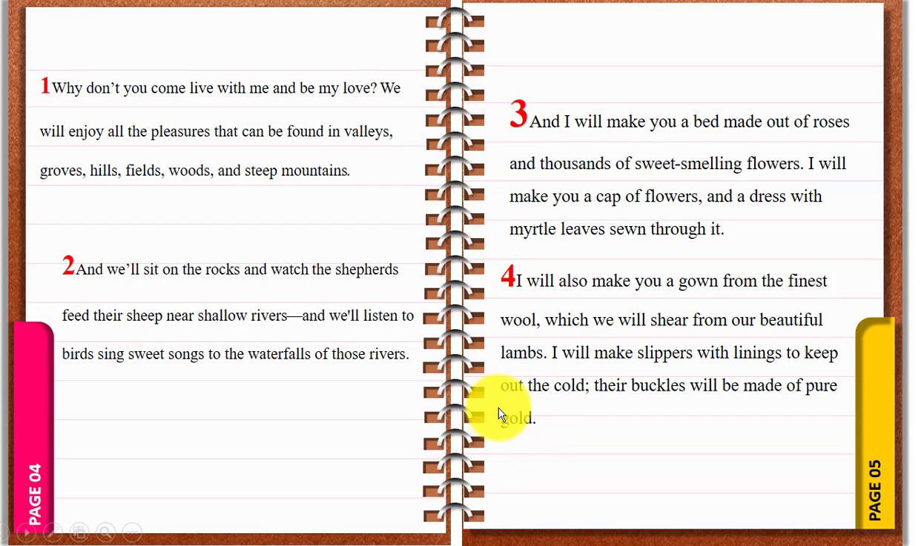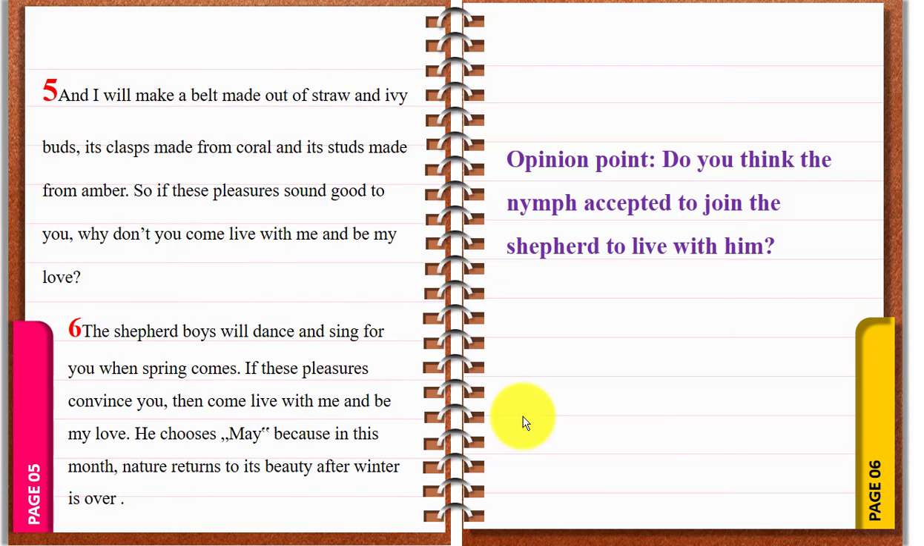At this point, I want you to note that this is exaggeration. This is just an addition to tell you that the poet here a bit exaggerates and shows that he's actually willing to go all the way to make buckles of the slippers with pure gold. It is a sort of an exaggeration, not necessarily true.